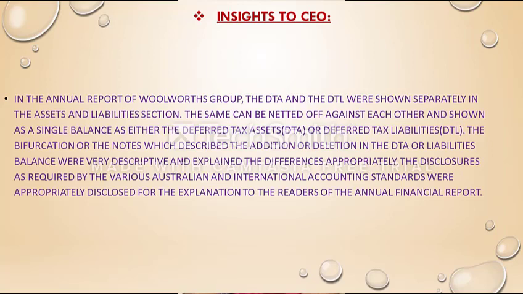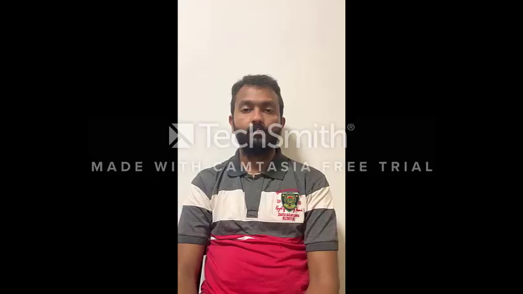Insights to CEO. In the annual report of Woolworths Group, the DTA and the DTL were shown separately in the assets and liabilities section. The same can be netted off against each other and shown as a single balance, as either the deferred tax assets or deferred tax liabilities.